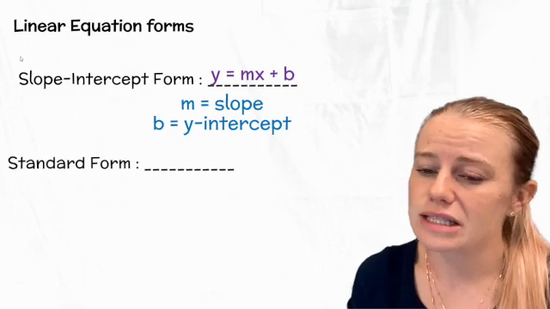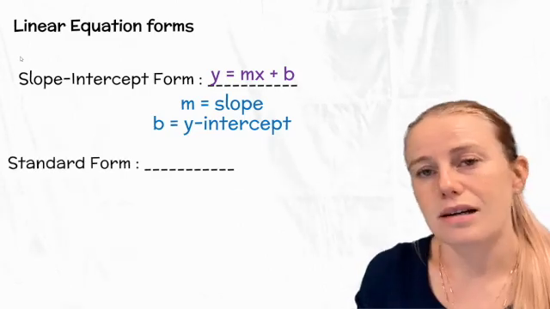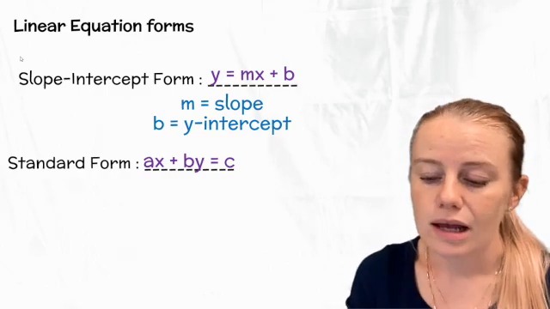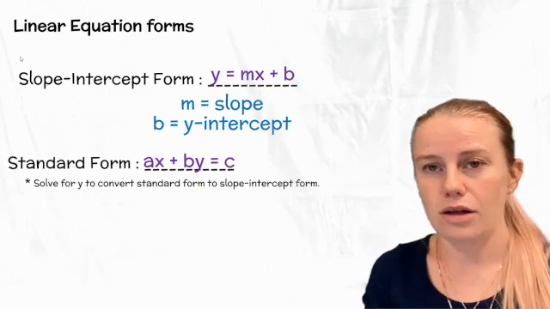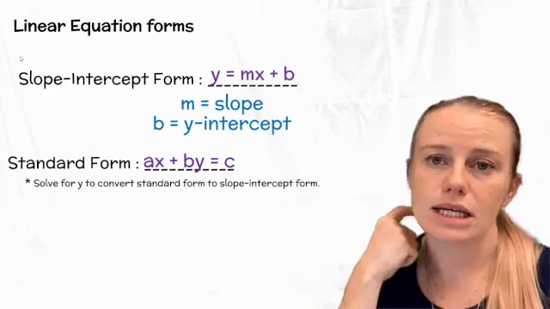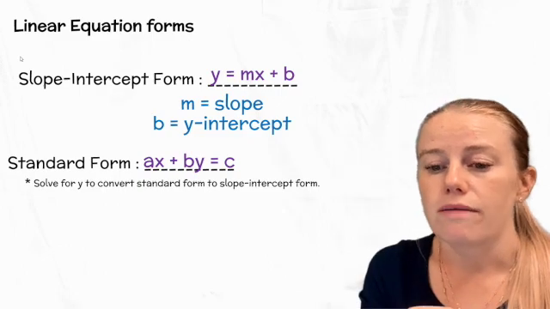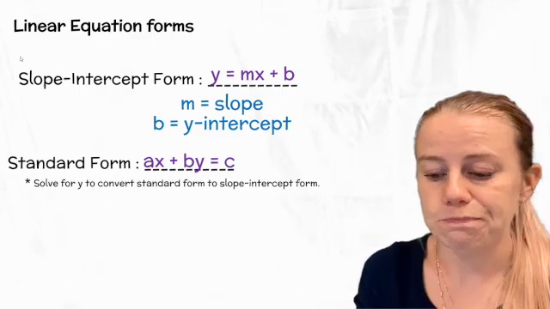We also have this standard form, and this is our ax + by = c. And you can manipulate this form and put it into slope-intercept form by solving for y. Okay, so let's look at some.